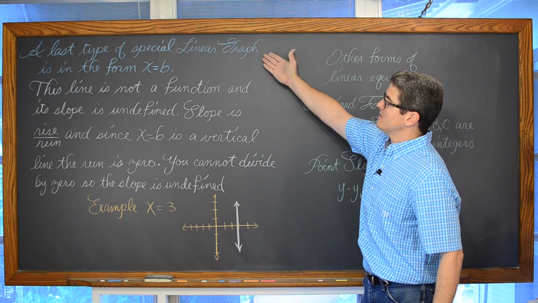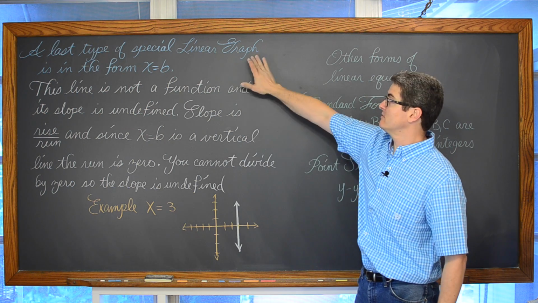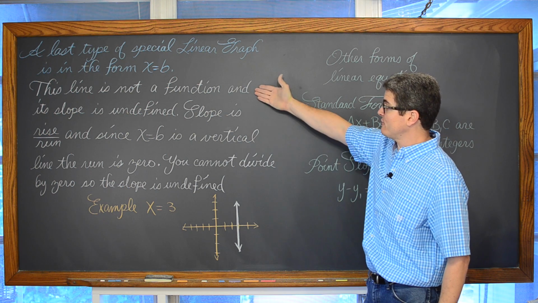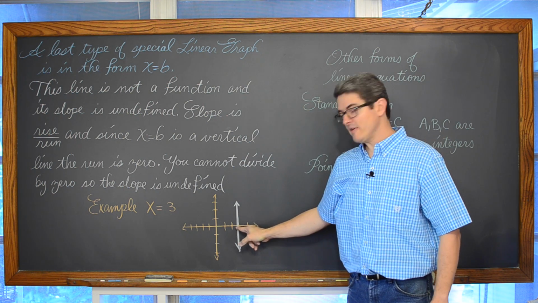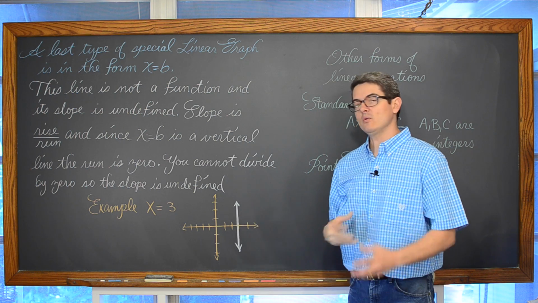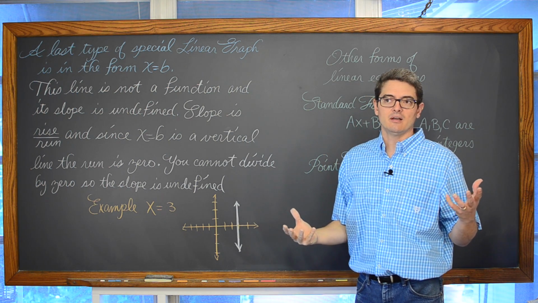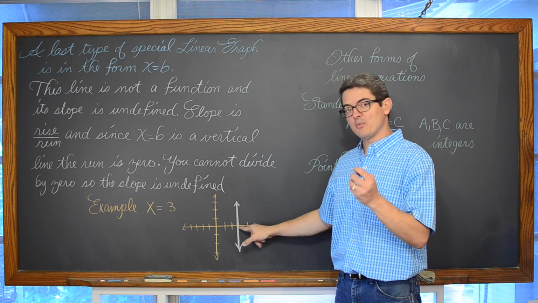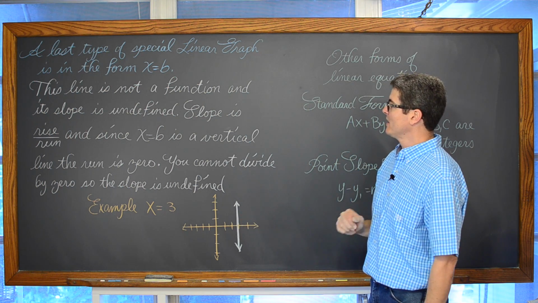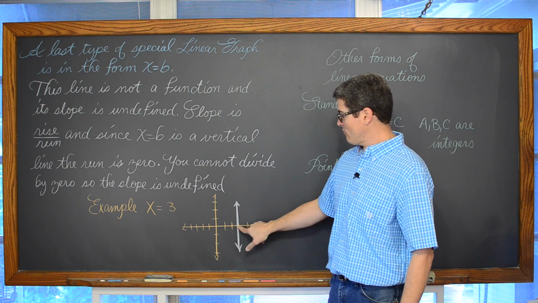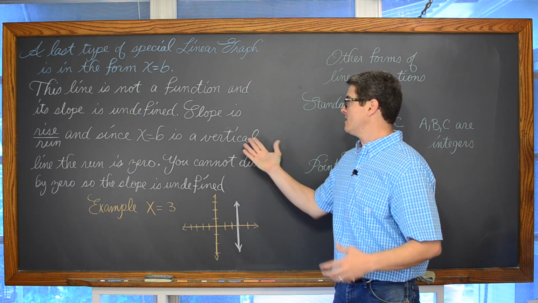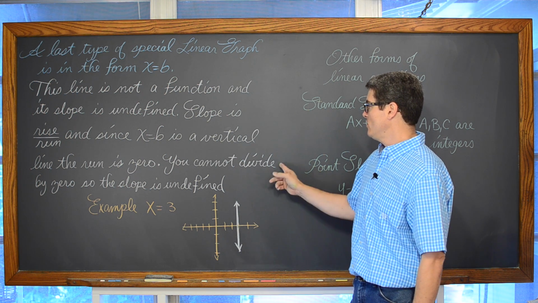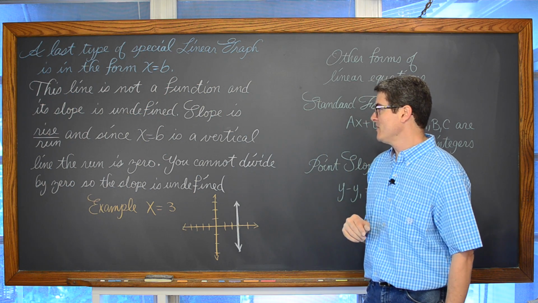A last type of special linear graph, notice the word equations, functions gone, is in the form of x is equal to b. The line is not a function because that given value of x not only has more than one y value attached to it, which is enough to have it fail the test for being a function, but it's actually got an infinite number of y values paired up with that x value of 3 in this particular example. Slope is rise over run, and to get from one point to another, there is no run, and you can't divide by 0, so that slope is going to be undefined.